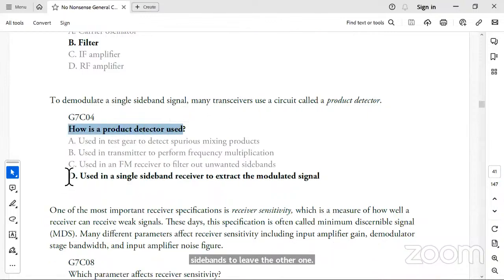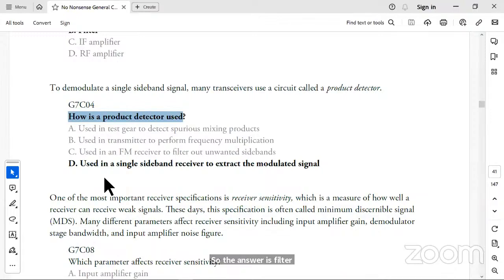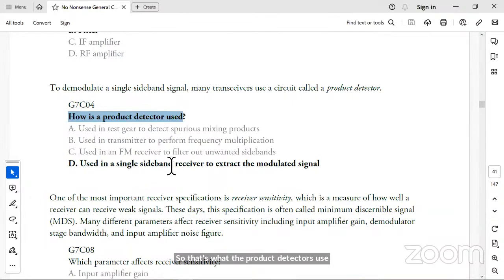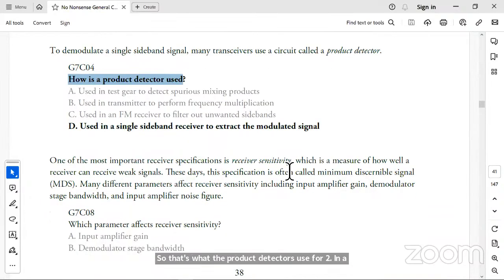How is a product detector used? So we did say that the product detector is used in SSB receiver circuits to extract the modulated signal. So it strips off the unwanted signal. What you're trying to get is the intelligence or the audio, or what we call the modulated signal. So that's what the product detector is used for, in a single sideband receiver, to extract the modulated signal.